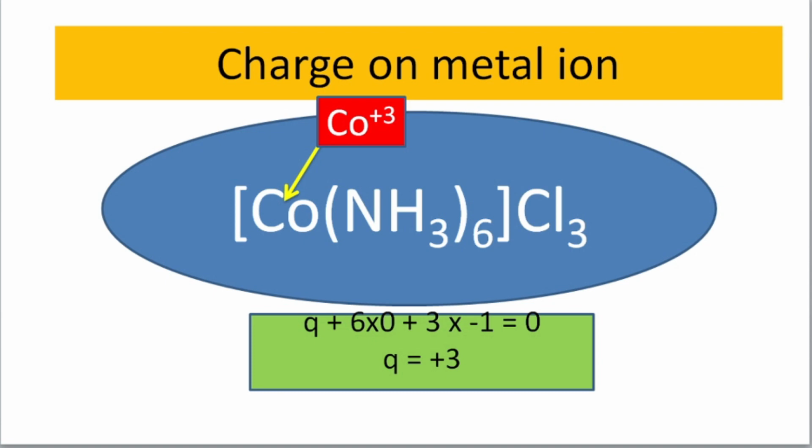Once you know the charges on the other species, means ligands which are in the coordination sphere, and the ions which are in the ionization sphere, or the outer sphere, then we can find out the charge on the metal ion. Here I knew the charge on ammonia, that's 0. I knew the charge on chloride, that's -1. Therefore, I could find the charge on the cobalt, that's Q equal to +3. Likewise, we can find out the charge on the central metal ion.